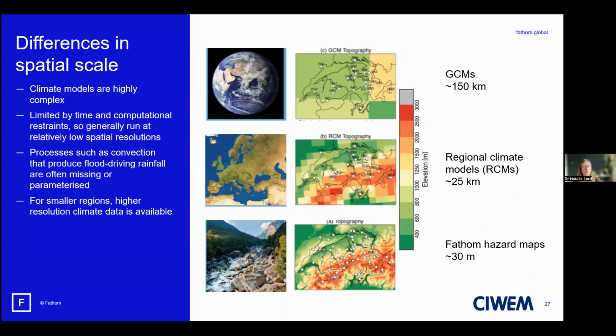So if we're interested in a smaller region, then climate data from regional climate models, which Nans has mentioned previously, are available and are likely to be more appropriate to use. The regional climate models are still driven by data from global climate models, but they can be run at a much higher spatial and temporal resolution due to the smaller domain that they're covering. And this means that things like topography and its influence on precipitation and flood processes is better resolved compared to in global climate models, as we can see in the figures on the right-hand side.